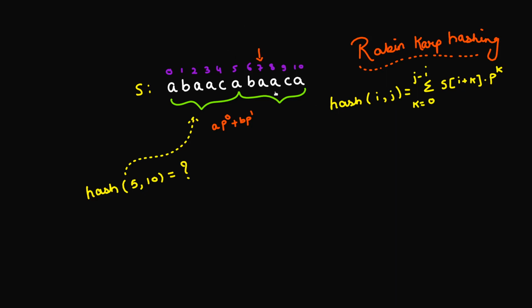Cool. The next character, present at index 7, is a again, and the term corresponding to this is a times p raised to the power 2. The next character is again a, and the term is a times p raised to the power 3, and so on. For c it's going to be c times p raised to the power 4, and for this a it's going to be a times p raised to the power 5. So that is the hash of the substring from index 5 to 10. This whole quantity that you see here is nothing but the hash that we have computed using the Rabin-Karp hashing formula.